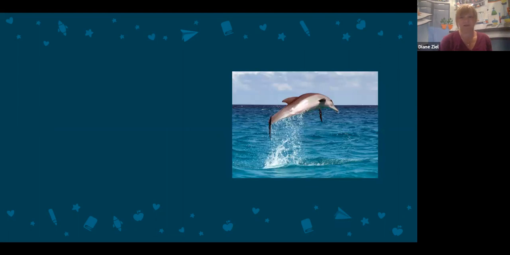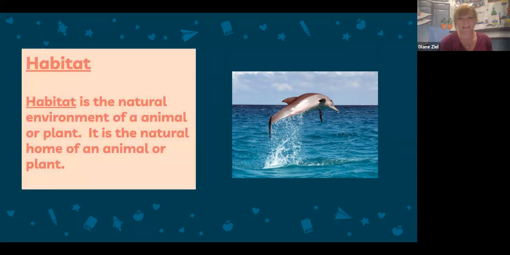Here you see an example of a dolphin jumping from the water. What picture is this an example of? Yes, this is the dolphin's habitat. Habitat is the natural environment of an animal or plant. It is the natural home or where an animal or plant survives.